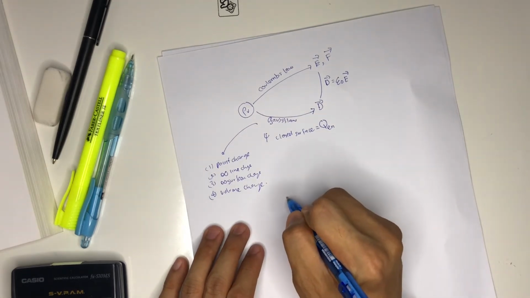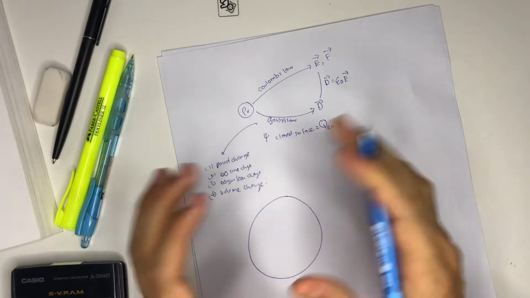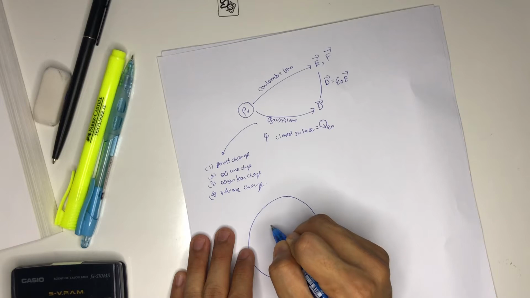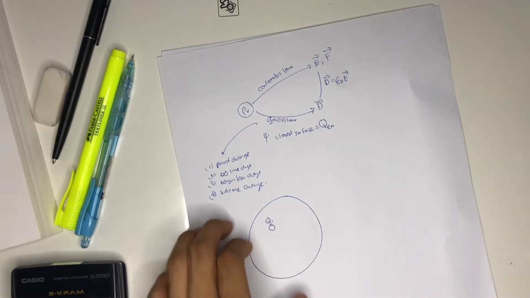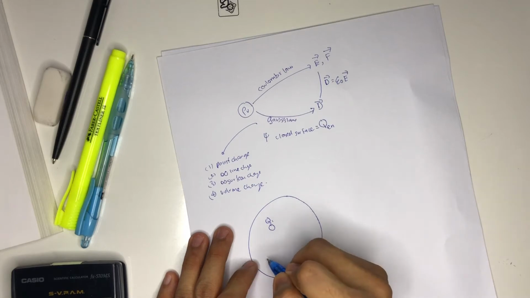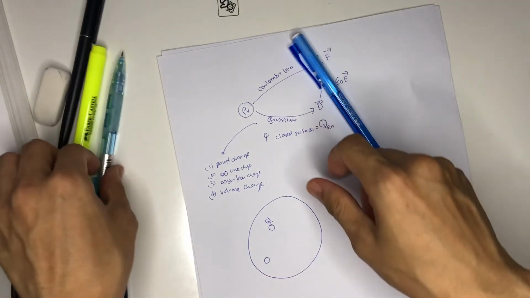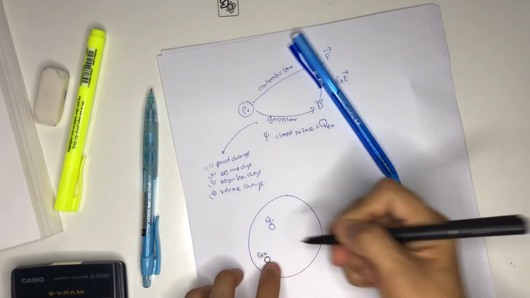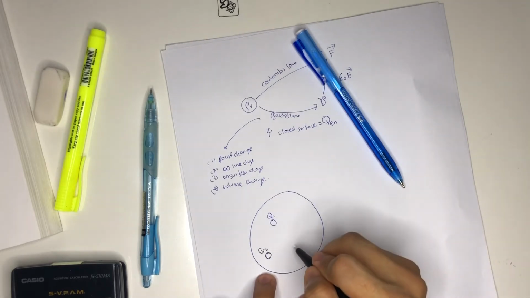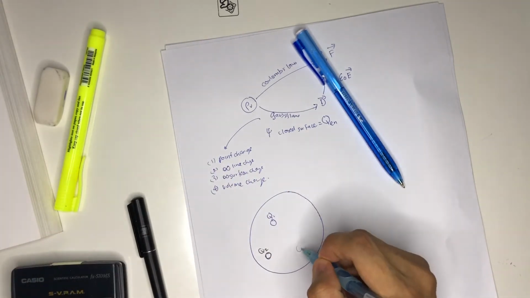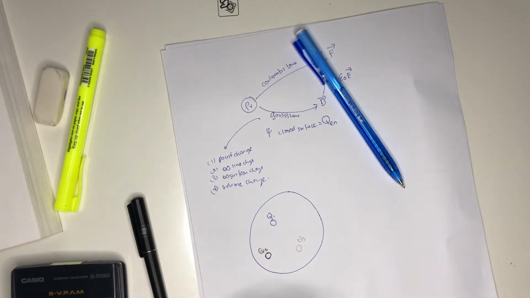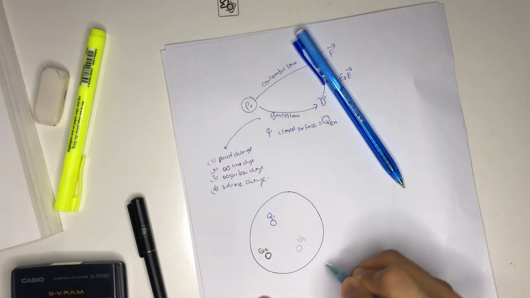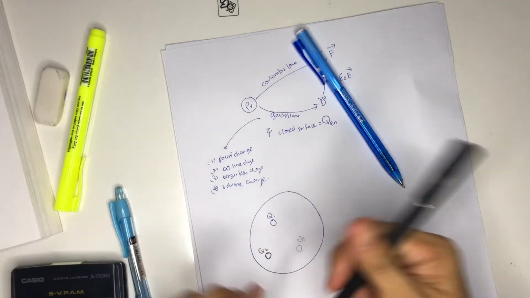So imagine you have a spherical imaginary boundary. Let's say you have a point charge Q1 here, and you have another point charge Q2 here, and another point charge Q3 here, and you have another point charge outside this boundary, let's say Q4.